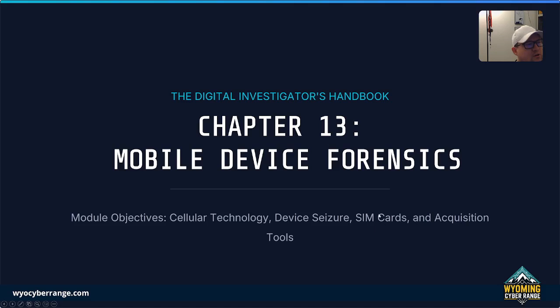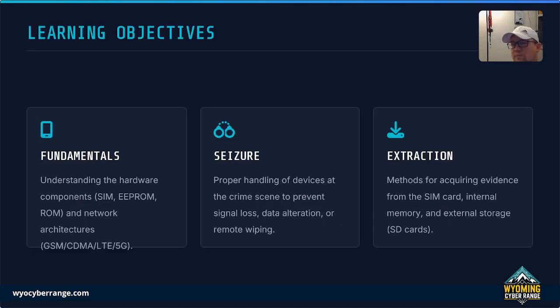All right, so our learning objectives today are broken down into three key areas. First, we're going to cover the fundamentals. We need to understand things like SIM and EEPROM and ROM, as well as network architectures like GSM, CDMA, and 5G.